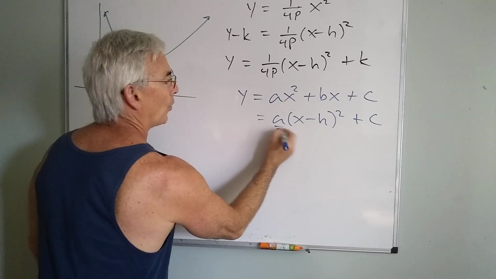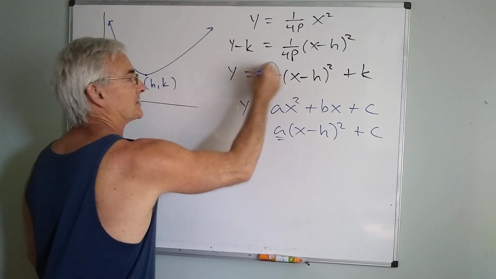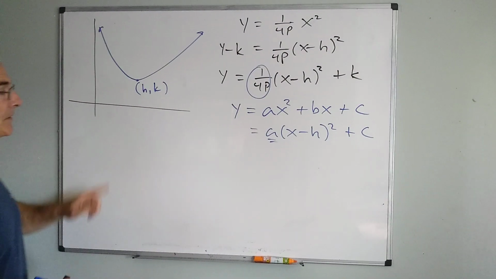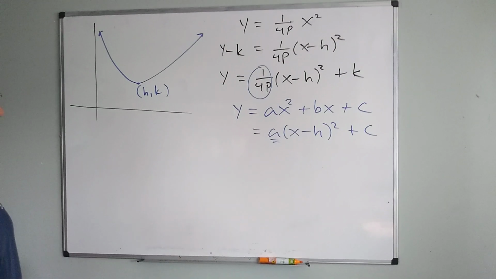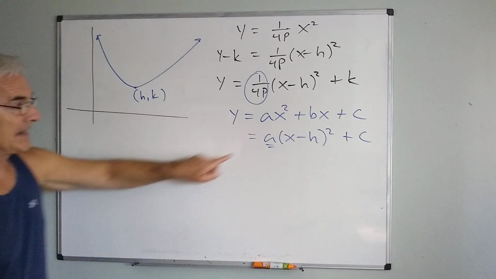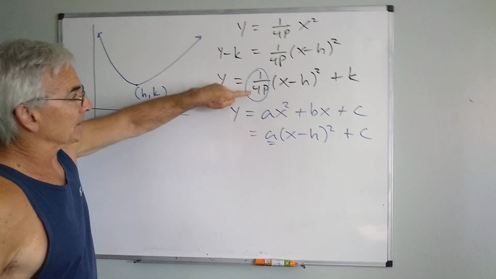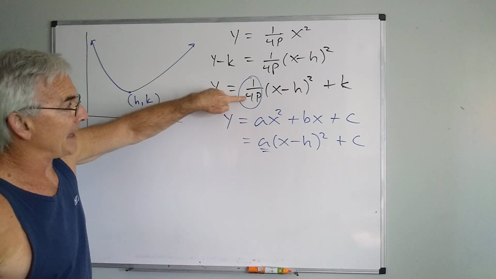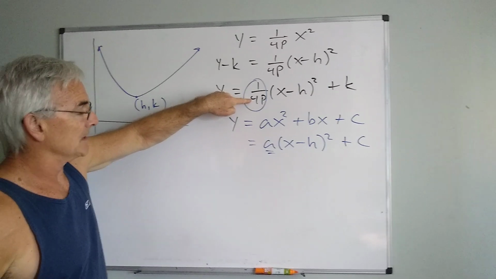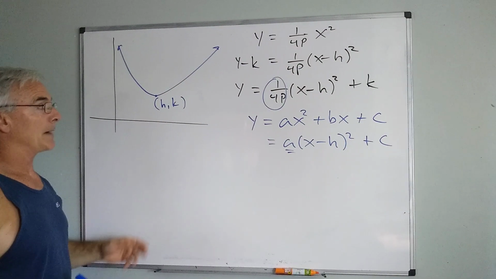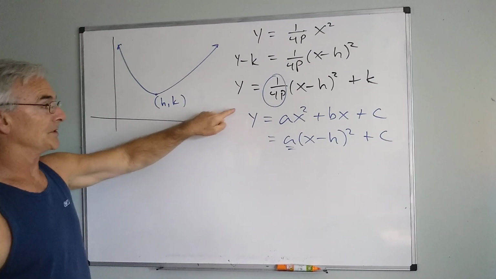We now know what a is. a is exactly that quantity right there, 1 over 4p. And we know that if a is a large number, the parabola is very skinny, and if a is a small fraction, the parabola is flat. If a is negative, the parabola goes downhill. So basically, the larger p is, the flatter the parabola, and the smaller p is, the skinnier the parabola. So we can go from the equation of the parabola and pull out all the relevant information.